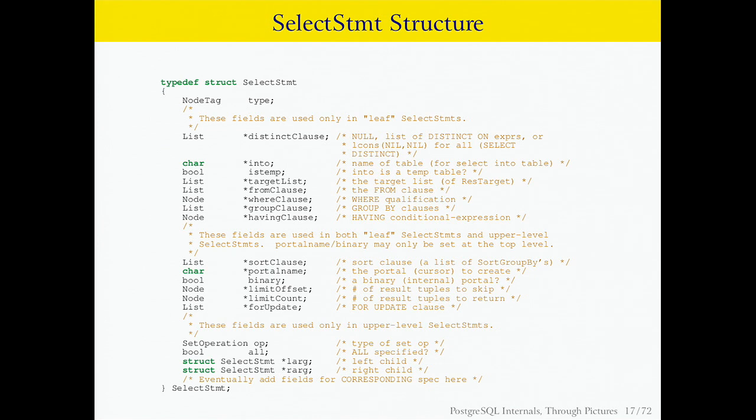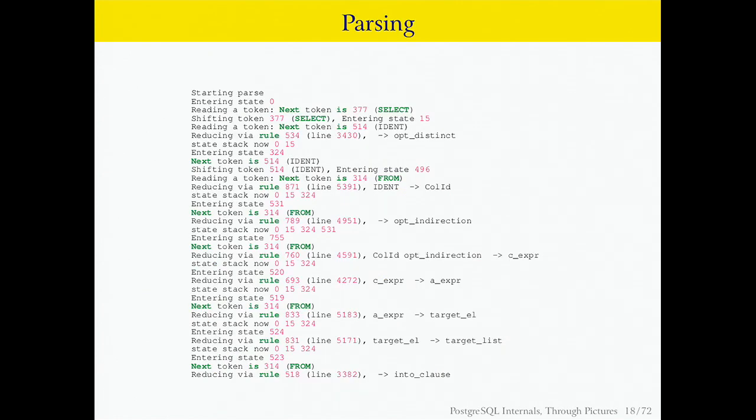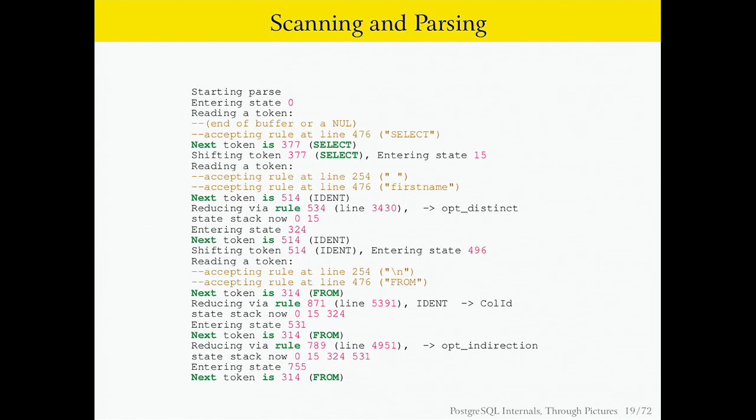Okay? And here's an example of a parse coming through. Here's a token of select, and you can see it's entering the select token. Then it's looking for an identifier. Then it's got the word from. Is there an indirection? Is there an expression? It keeps going. Here it's looking for an into clause. So it keeps looking in the grammar to see, do I have a match for the word from? And it's going to keep looking and keep trying until it finds one.